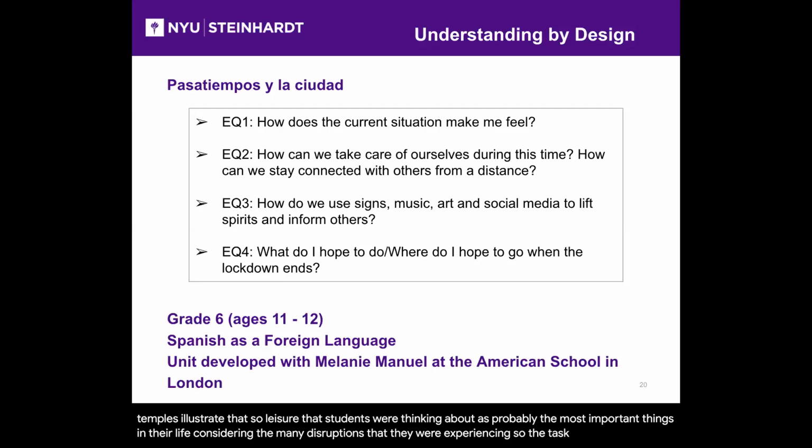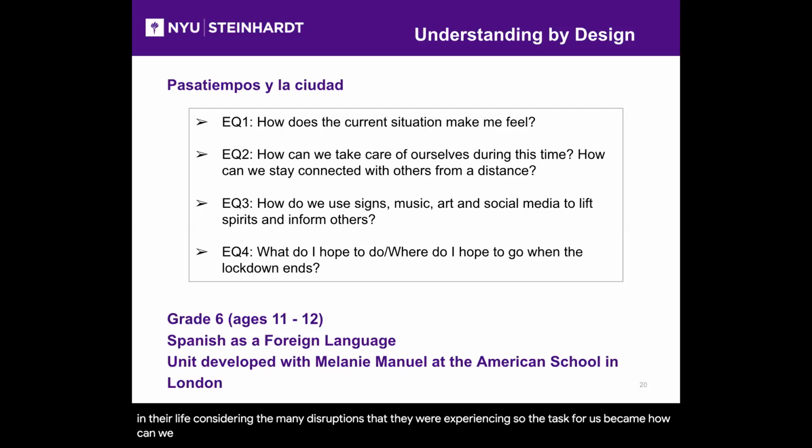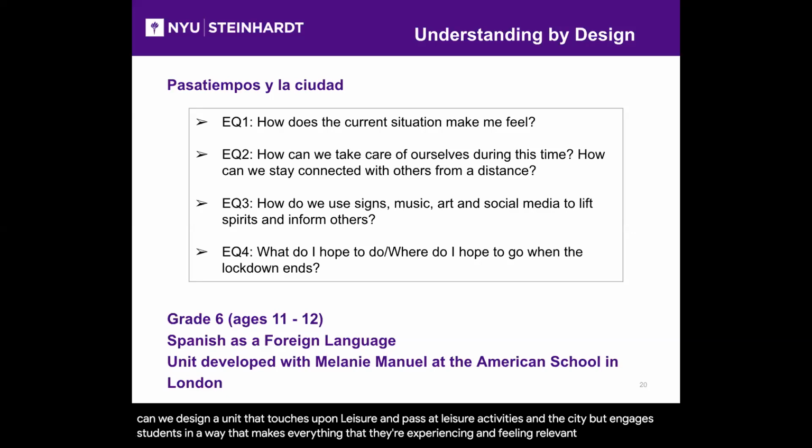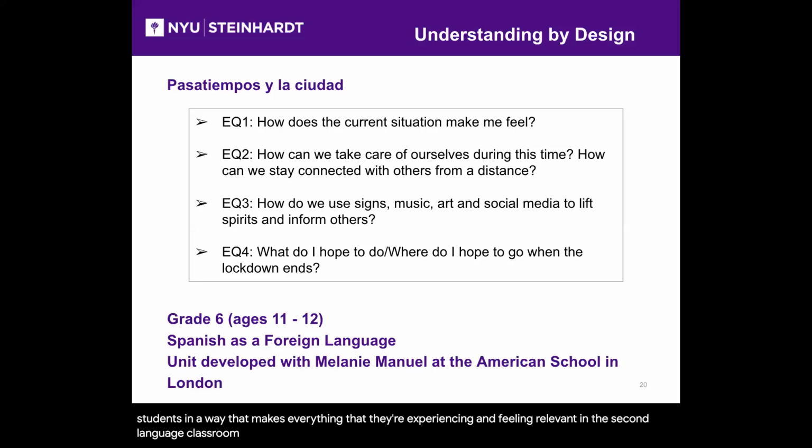So the task for us became, how can we design a unit that touches upon leisure and leisure activities and the city, but engages students in a way that makes everything that they're experiencing and feeling relevant in the second language classroom. So we use the framework of understanding by design to really target this broader understanding of making sense of the pandemic.